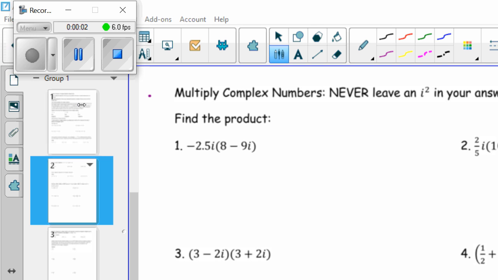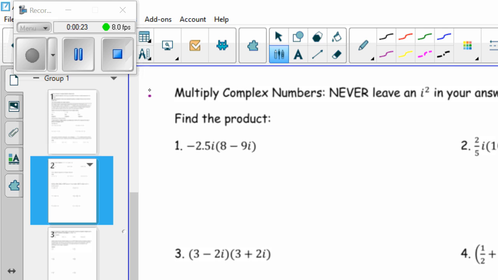Okay, so today in Algebra 2, we're going to look at the second half of Section 2.4, complex numbers. We're going to pick up in the notes with multiplying complex numbers. Very important, you will never leave an i squared in your answer. You will always replace i squared with -1. So we're going to start out, find the product. So this says negative 2.5i times 8 minus 9i.